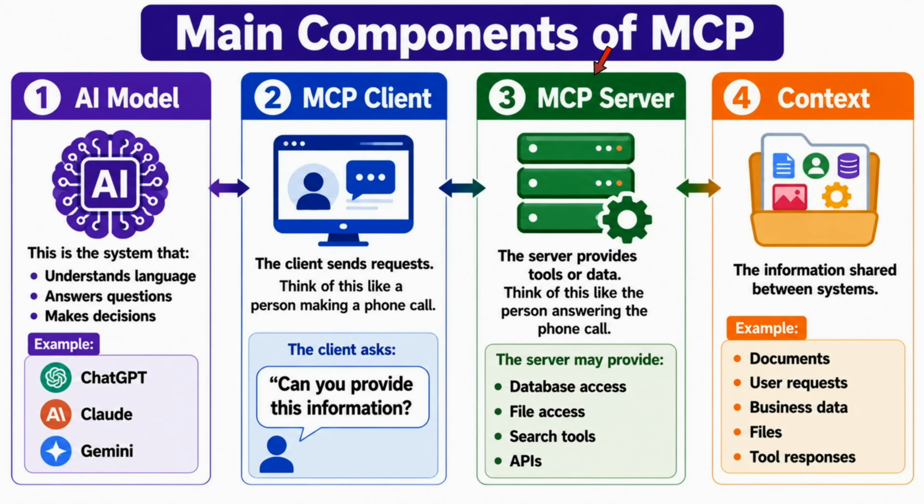Third one is MCP server. The server provides tools or data. Think of this like a person answering the phone call. The server may provide database access, file access, search tools, and APIs. Fourth one is context. Context means the information shared between systems. Examples include documents, user request, business data, files, and tool responses.